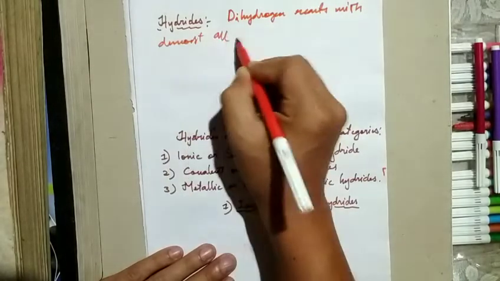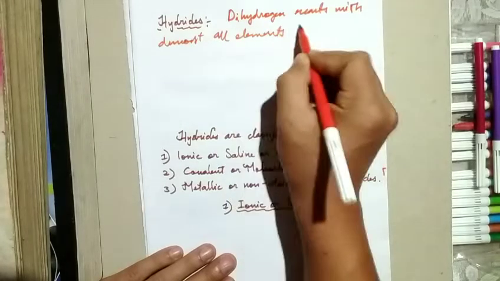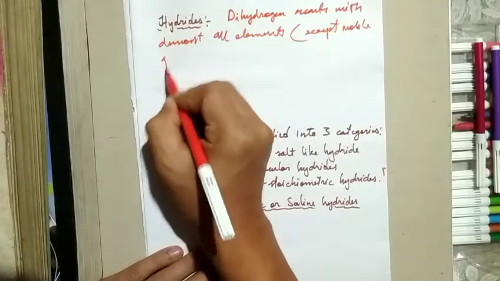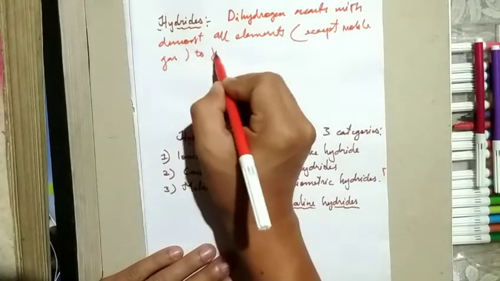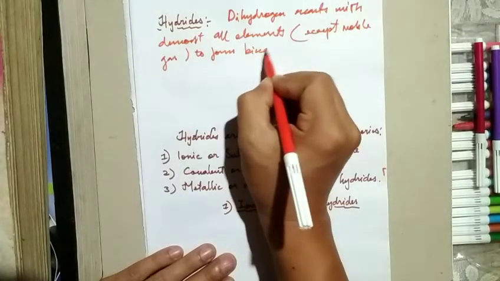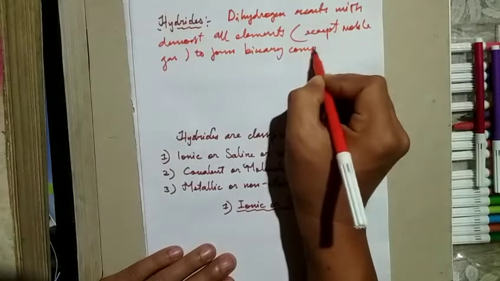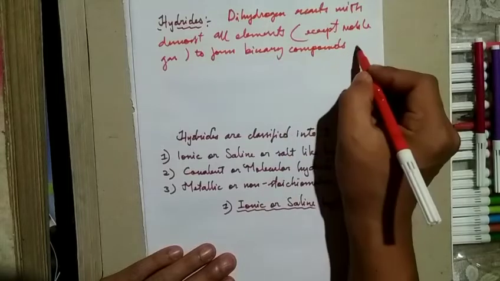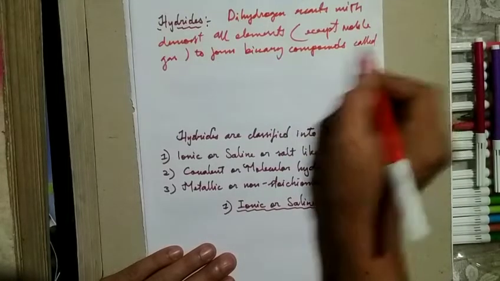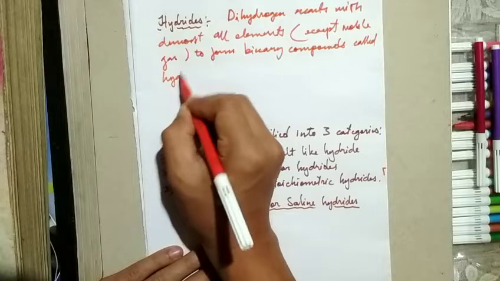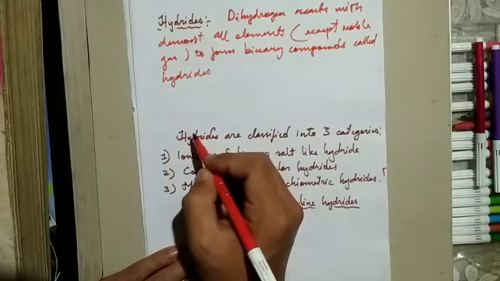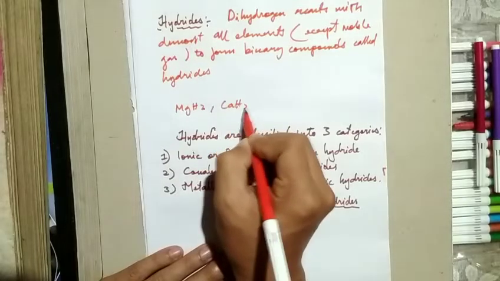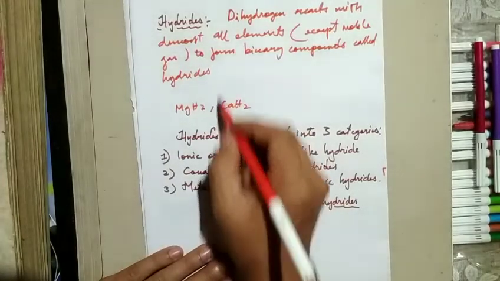Almost all elements, except noble gases, form binary compounds. Binary means two, called hydrides. Examples can be MgH2, CaH2. These are the examples.